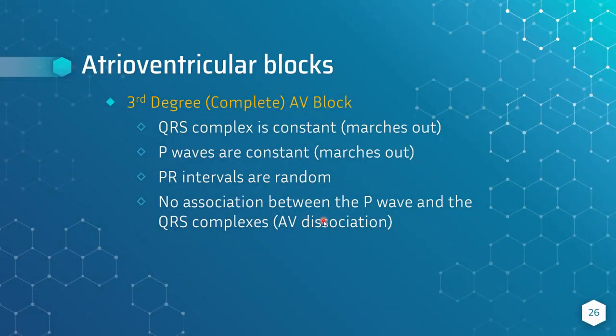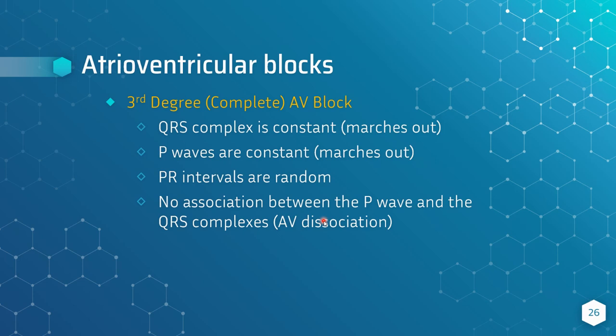Now we get into our third degree complete heart block. If you don't treat a Mobitz 2, the one we just talked about, it usually progresses into a third degree heart block. Here you have QRS complexes that are constant, so the R to R is going to be the same. And you're going to have P waves that are constant. The difference is that the PR intervals are completely random. Since there's no association between the P wave and the QRS, they have to be dissociated.